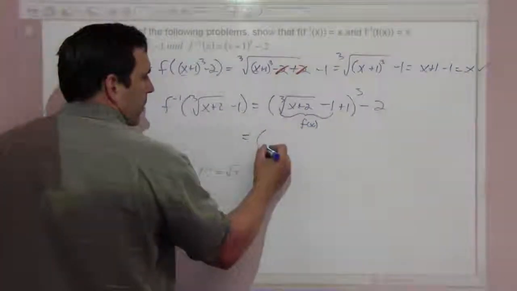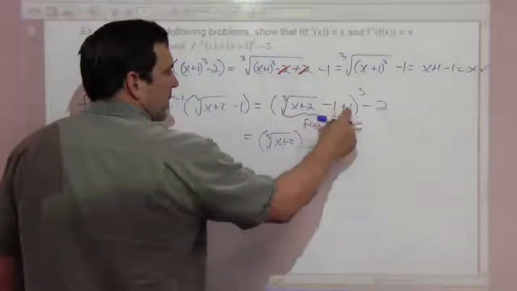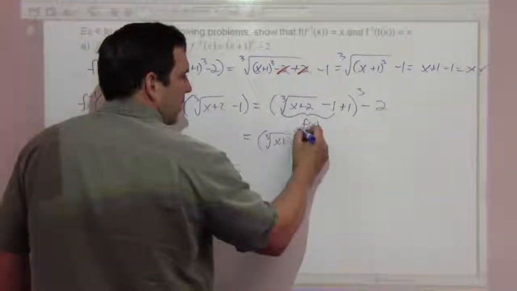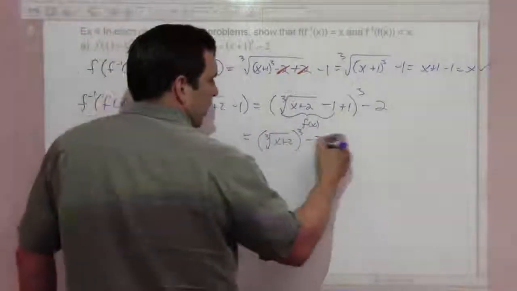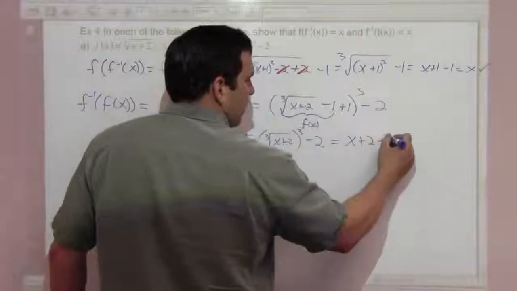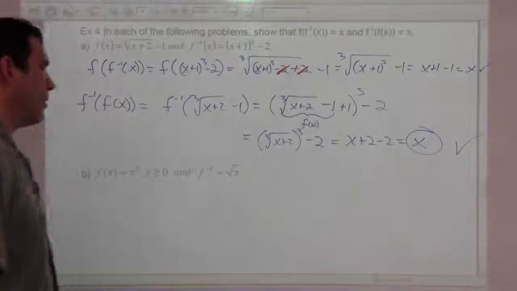So we have the cube root of x plus 2, the minus 1 plus 1 subtract out. This is cubed minus 2. The cube root of something cubed is going to cancel, so it's x plus 2 minus 2, which is x. It works out as well. That's kind of cool.